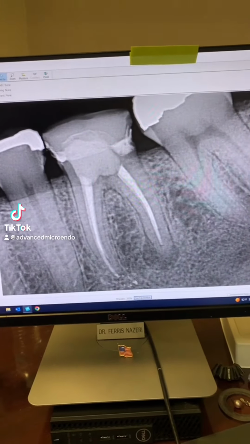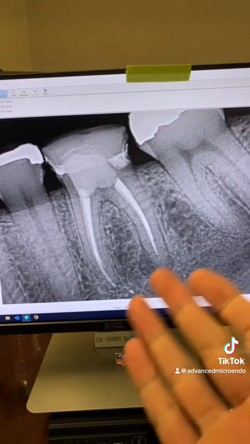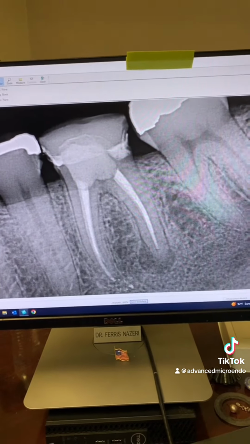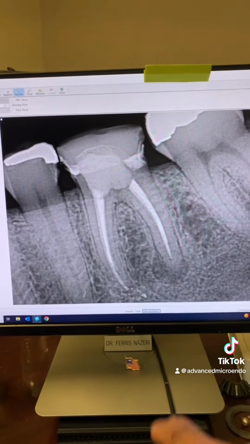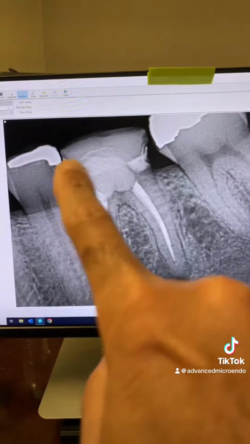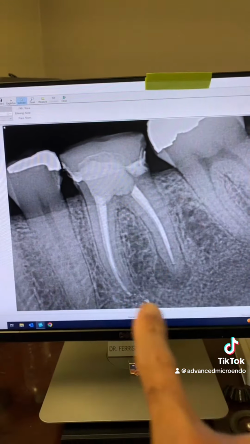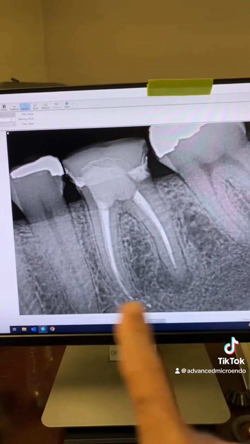This patient was referred to me for endodontic retreatment of tooth number 19. According to the patient, the root canal was done about 4 to 5 years ago. Recently, the tooth started to bother her, and she went and saw her dentist. Her dentist is making her a new crown, but took a PA of the tooth and noticed this.